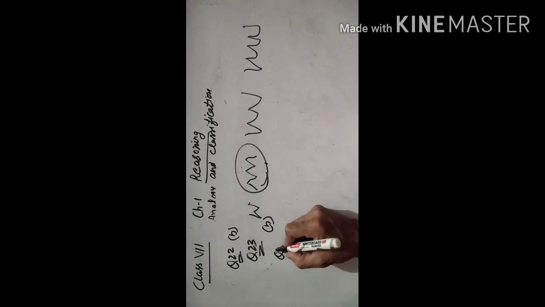Now question number 24. There is a figure, the same figures inside the figure in the first, the second is the same, the third is the odd one. See, all the figures are not the same.